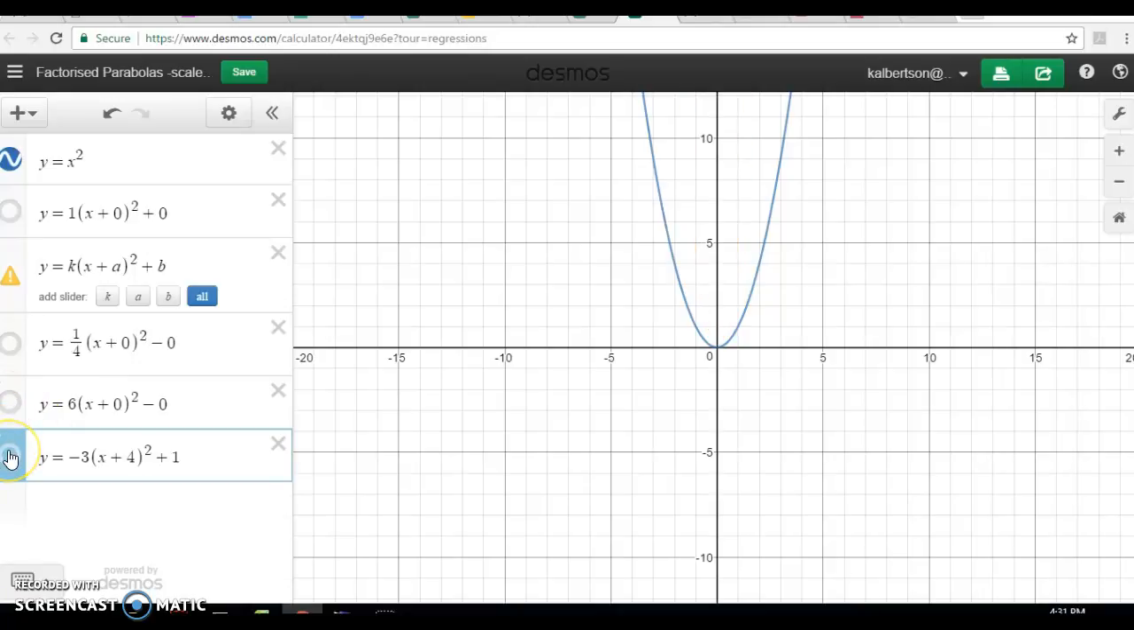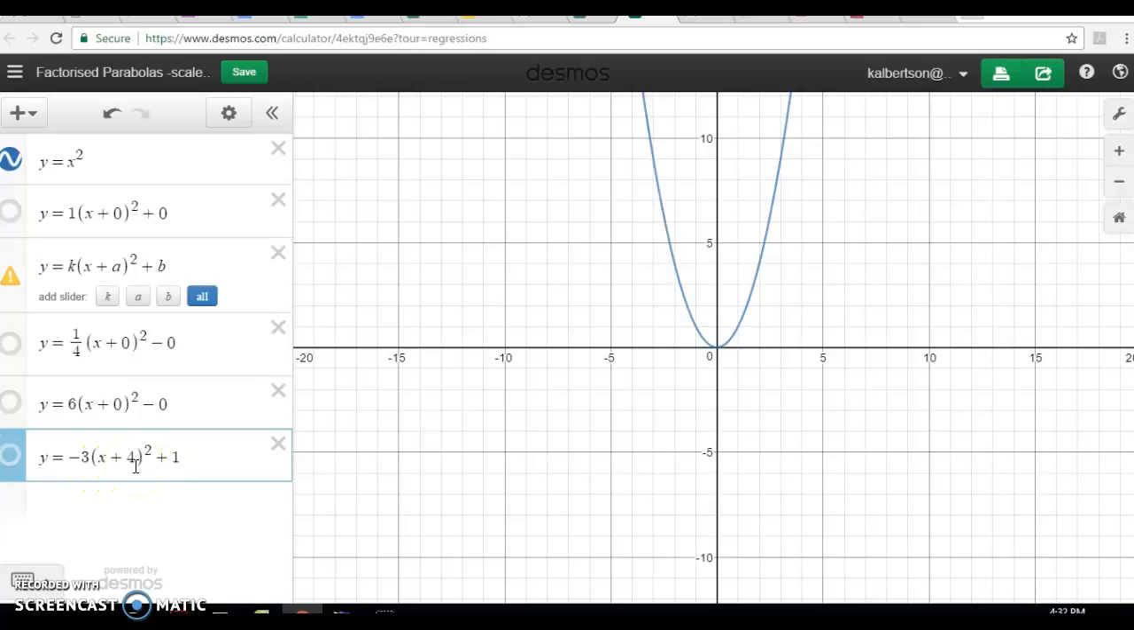And finally, we're going to combine everything. We're going to look at what happens when we put a number in front of our x squared. So for our k, we're using -3. Ooh, it's a negative number. So think about what that might mean. And then we're going to look at x plus 4 squared.